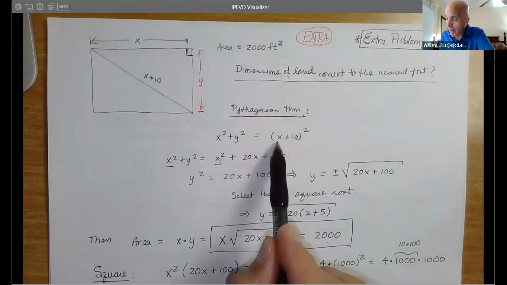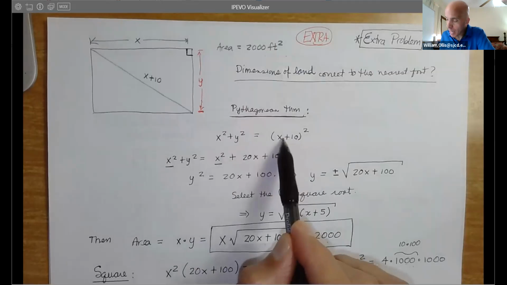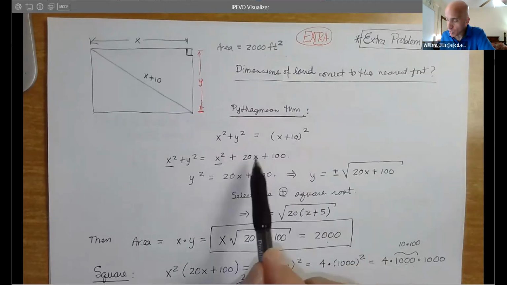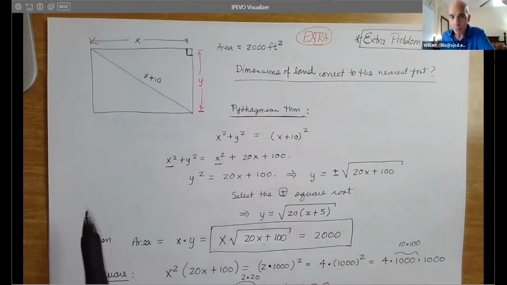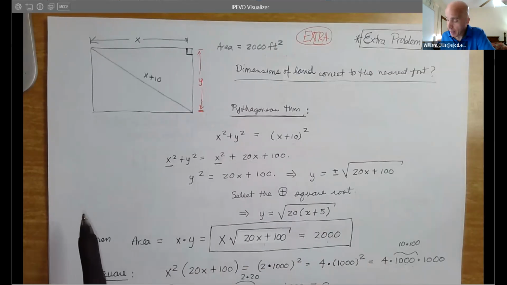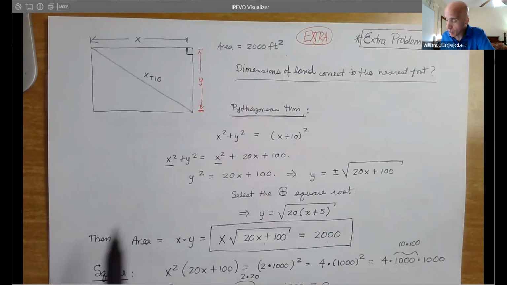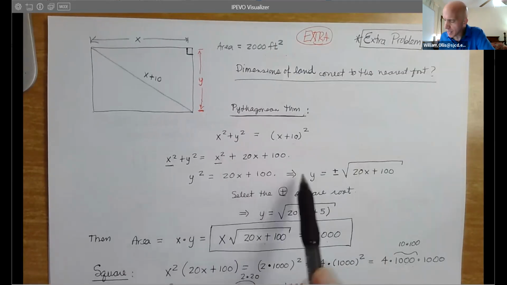And then we just apply our binomial identity. This will be x squared, and then we have 2 times x times 10, which is 20x, and then 100. And so now we notice that the x squared is absorbed, and then we're left with y squared is equal to 20x plus 100. Now I factored it here, but that really didn't turn out to be the best idea. I went back to the regular notation here because I figured out that they want us to create a polynomial.